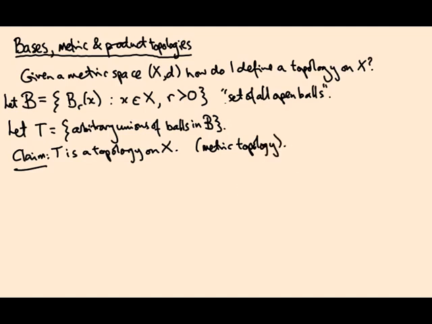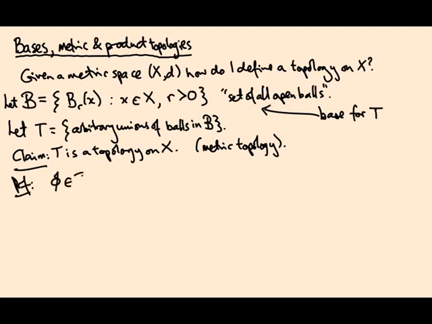And in general, this is a very good way of defining a topological space. You specify a collection of sets, and then you take arbitrary unions of those sets. So when you have this kind of situation, the set B is called a base for the topology. In other words, T is obtained by taking unions of sets in the base. Okay, so let's prove the claim.